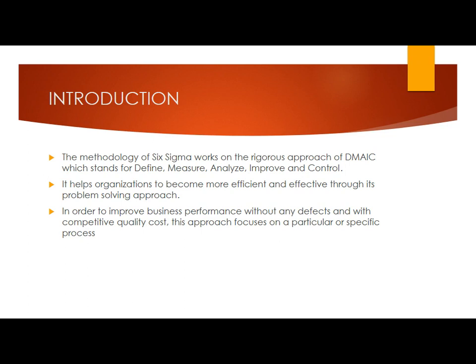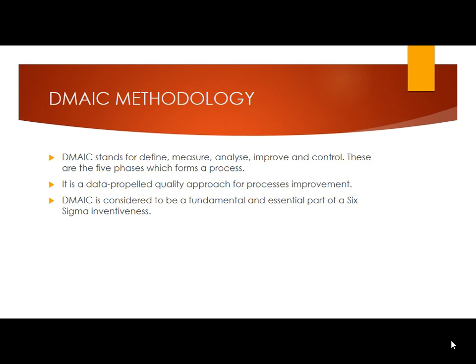The methodology of Six Sigma works on the rigorous approach of DMAIC, which stands for define, measure, analyze, improve, and control. It helps organizations become more efficient and effective through its problem-solving approach. In order to improve business performance without any defects and with competitive quality cost, this approach focuses on a specific process. So in this unit, you will learn Six Sigma problem solving, body of knowledge, Six Sigma in service organizations, and project selection. We'll also learn about the cost of quality, factors of project selection, Pareto analysis, and models for project selection. So we will start with the DMAIC methodology.